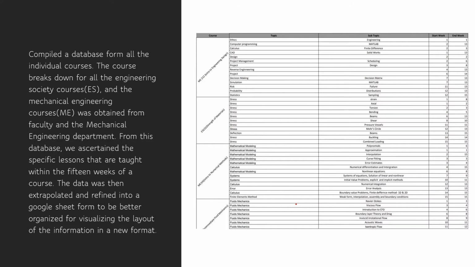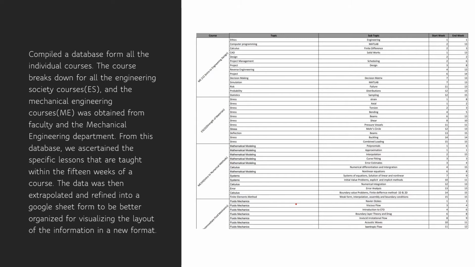So we compiled a database of all the individual courses. The course breakdown for all the engineering society classes, ES, and the mechanical engineering courses, ME, was obtained from the faculty of the mechanical engineering department. From this database, we ascertained the specific lessons that are taught within the 15 weeks of the course. The data was then extrapolated and refined into a Google Sheet from a form to be better organized for visualizing the layout of the information in a new format.